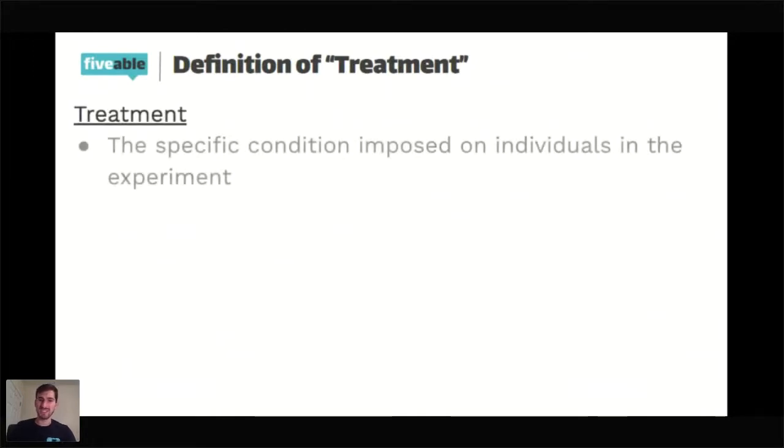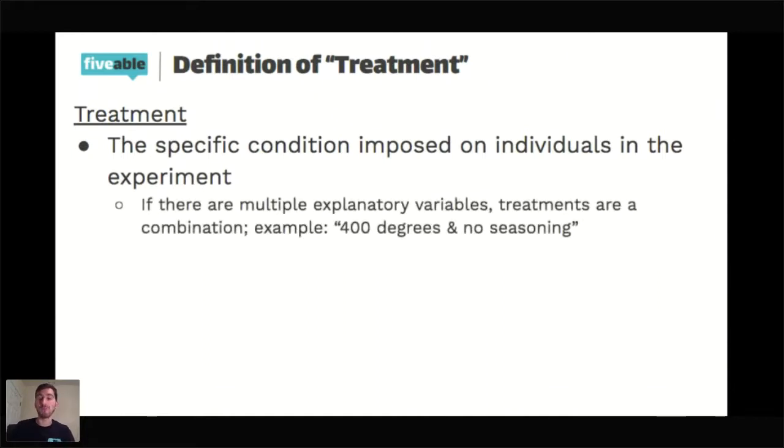So the treatment is the specific condition we're imposing on individuals. If there are multiple explanatory variables, the treatment might be a combination of them, like in the chef situation, the specific temperature and the specific amount of seasoning combined would make a treatment. So if there are 2 different temperatures and 3 different levels of seasoning, then 2 times 3 would make 6 different treatments. So maybe 300 degrees and no seasoning, 400 degrees and no seasoning, 300 degrees and a little bit of seasoning, 400 degrees and a little bit, 300 and a lot, 400 and a lot, and now boom, I've got 6 different treatments that I can impose.